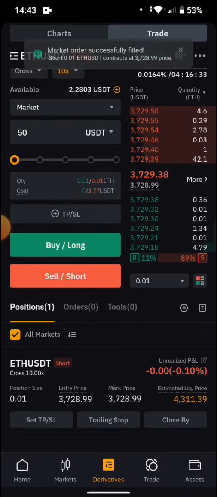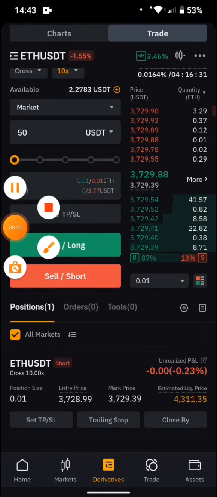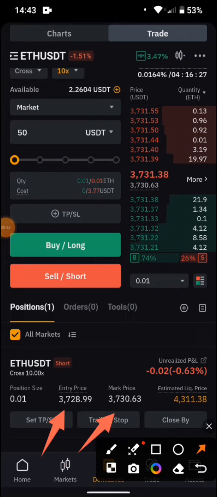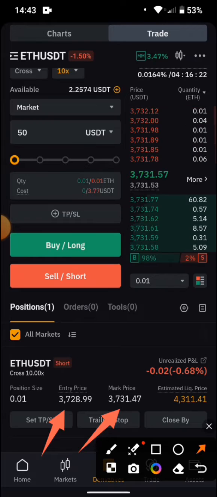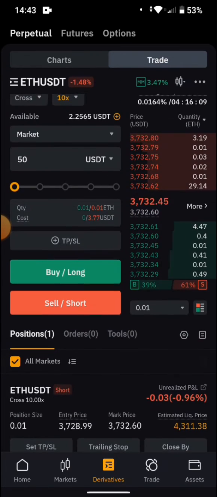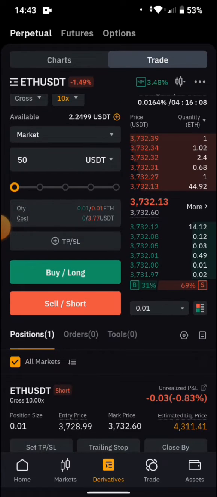What does this basically mean? This basically means you are saying the price of Ethereum is going to drop. This is your entry price and this is the current market price. So you enter at 3,728.99. But now the current market price is 3,731. So the market is moving up. That's why you are seeing -0.00.